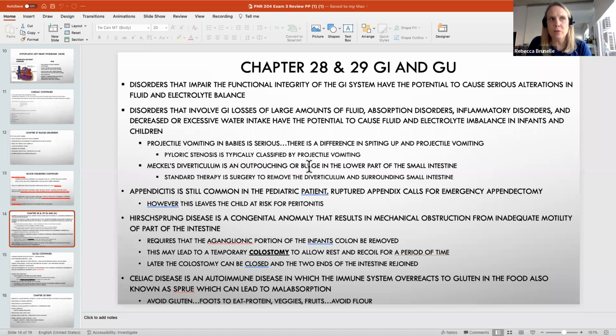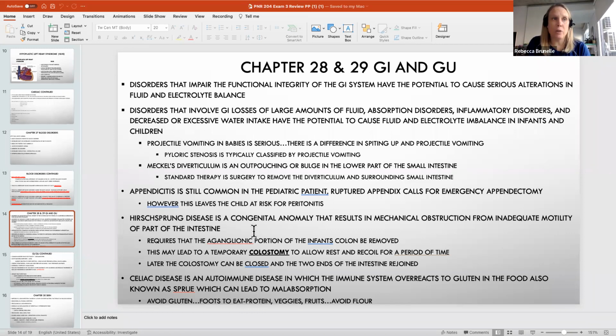And then Meckel's diverticulum is an outpouching in the small intestine, and the main thing that you see is rectal bleeding. It is repaired with surgery. Appendicitis is something you can see in kids, just like you can see in adults. You need to remember that if it's ruptured, that's more severe than if it's not ruptured. They're going to need antibiotics for longer.